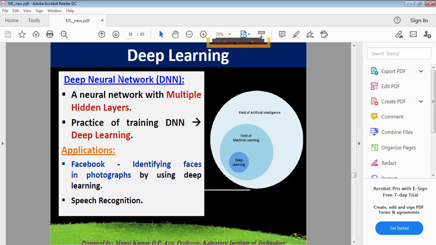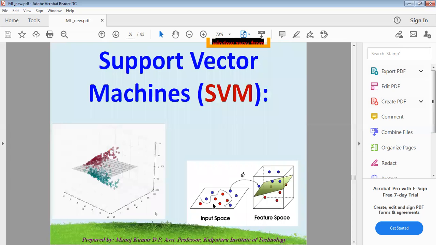Okay, so now you come to the next concept of ANN. The artificial neural network, now we call it deep learning. That is the deep neural network. A neural network with multiple hidden layers we call a deep neural network. So deep neural network means a neural network with multiple hidden layers. The practice of training a DNN is deep learning. So where is this used? It is used in speech and it is used in Facebook. Now you see here the field of AI. Inside the field of AI, you have machine learning. Inside machine learning, you have deep learning. So that is the deep learning concept.